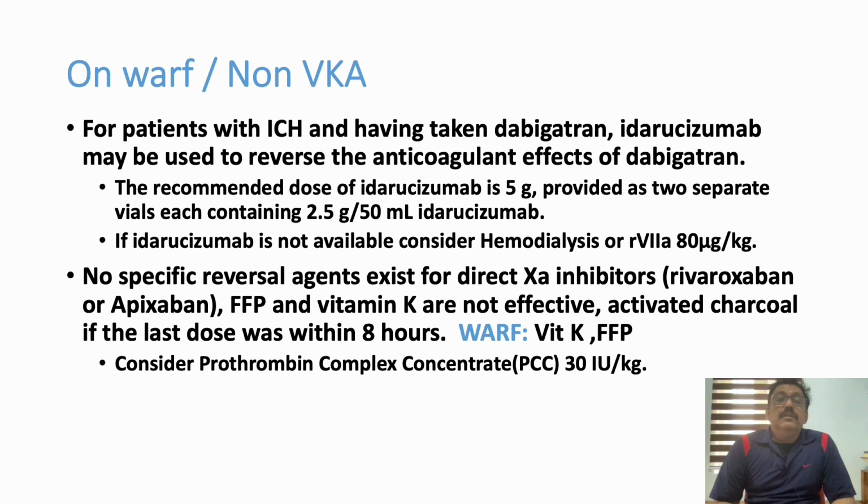In all these conditions we use these drugs to prevent blood clots. So if the patient is on dabigatran and develops a bleed, we have to give the antidote. That drug can be given as 5 gram, in 2 separate vials. You can give 2.5 gram, so 2 vials can be given for a bleed.